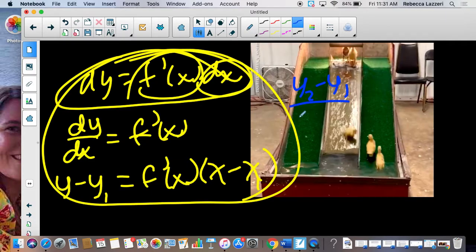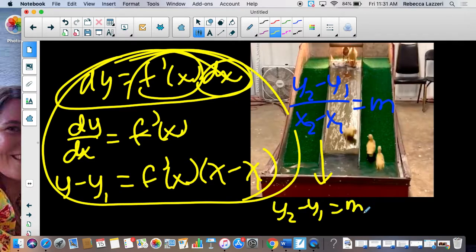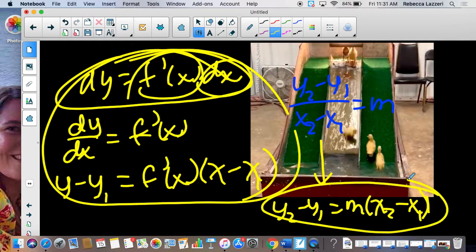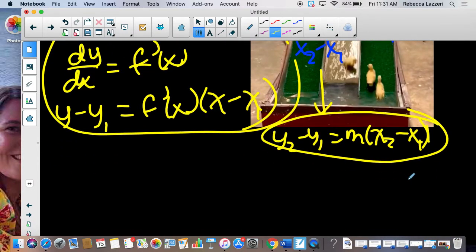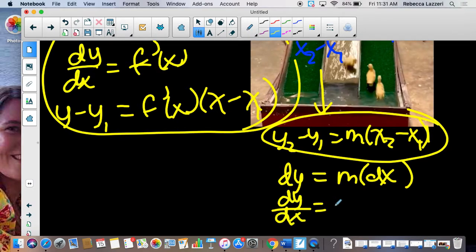y2 minus y1 over x2 minus x1 equals m, right? Girls, if I rearrange that, I get y2 minus y1 equals m times x2 minus x1. A lot of y'all know that is what you're doing. All you're doing is writing down the slope formula rearranged. So how could I rewrite that last statement I just circled? My change in y equals m times my change in x. So I have dy over dx equals m, which in calculus is your derivative. So basically, equation of the tangent line.